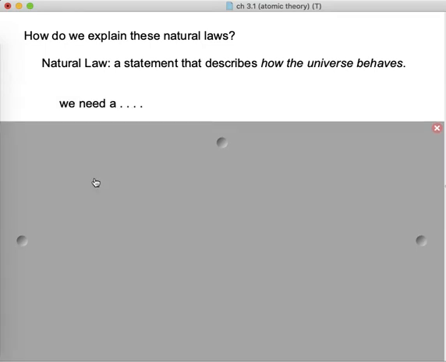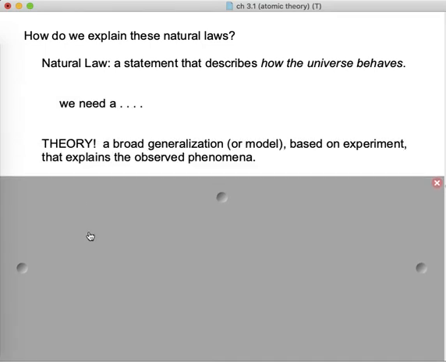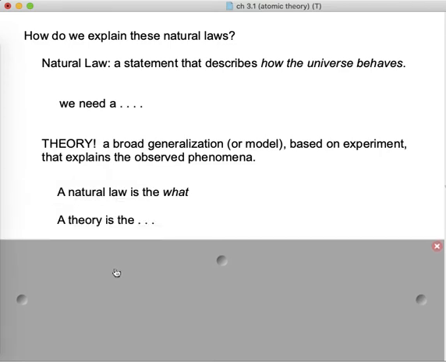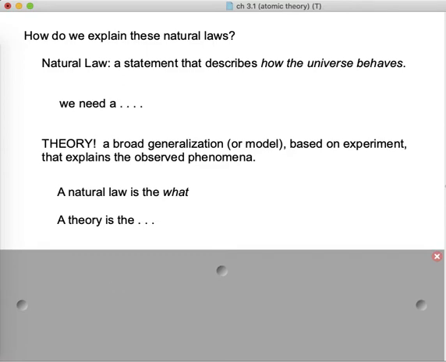And for that, we need a theory. In science, a theory is a broad generalization or model based on lots and lots of experiments that explains why the natural law is the way it is. Okay? A natural law is the what, the theory is the why.